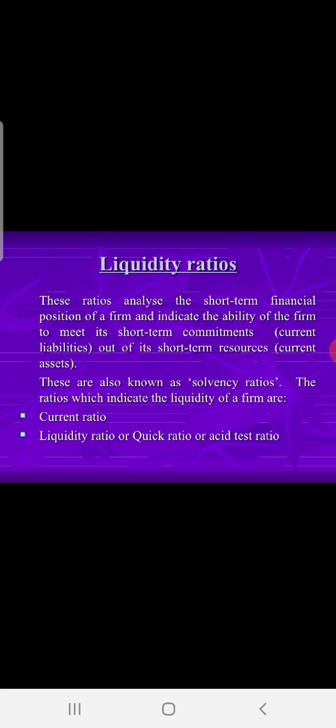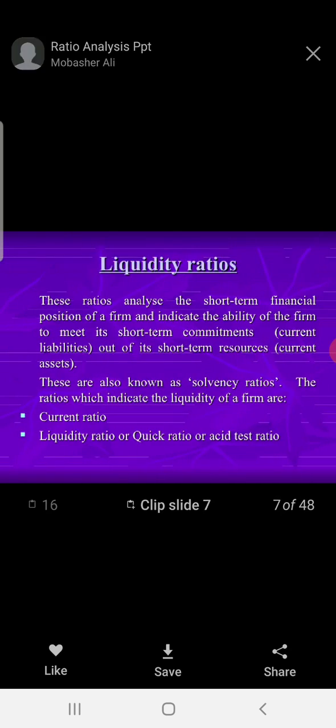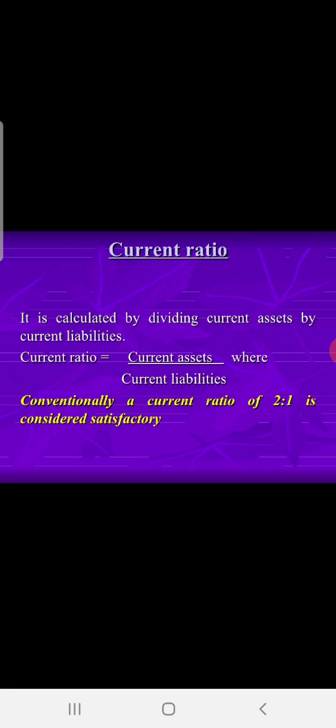The ratios which indicate the liquidity of the firm are the current ratio and the liquidity ratio. You require this to analyze the ratio and check the financial soundness. So liquidity means meeting the short-term financial obligations. Now liquidity is further divided into the current ratio and the liquidity or quick ratio. Now we are going to focus on the current ratio. It is calculated by dividing the current asset by the current liability. With the help of your current asset and liability, if you take the ratio, it is called the current ratio.